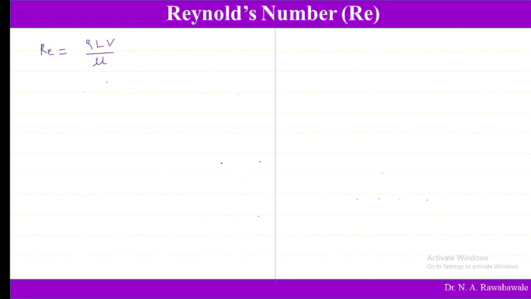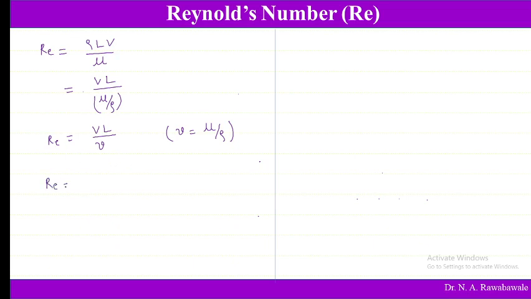Now we can write this as VL divided by mu divided by rho. So rho, which is in the numerator, is transferred into the denominator of the denominator. So VL divided by nu, where nu is kinematic viscosity, which is the ratio of mu divided by rho. So Reynolds number is given by VL divided by nu.